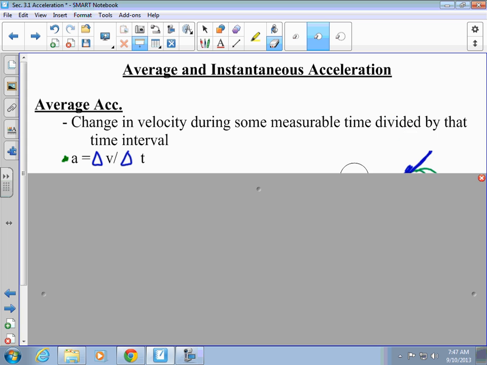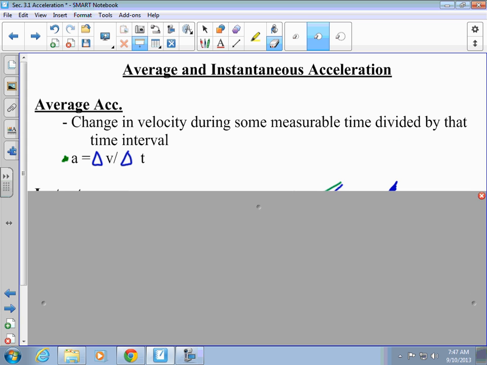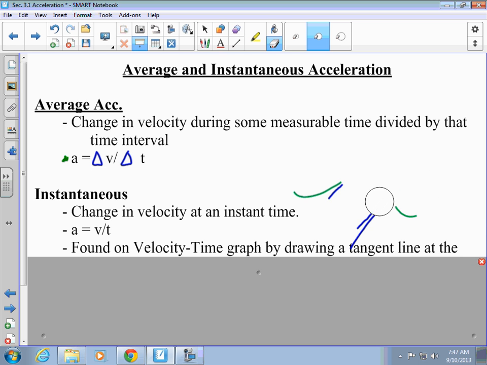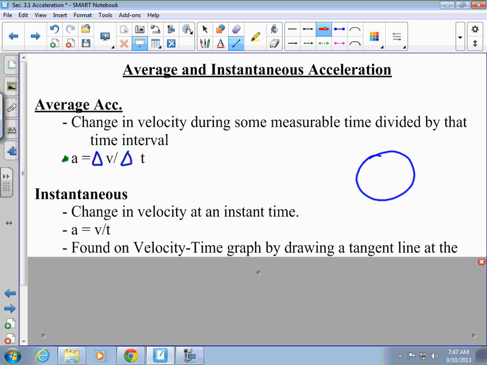So it's pretty much the same equation that we got last time. Now when we're talking about instantaneous, that's one spot on the graph. How would you figure that out? You draw a line that is tangent to the graph. What's a tangent line? It's a line that touches the curve at only one place. If I drew a circle, my tangent line would strike the circle at just one spot. If I wanted to figure out the slope of that red line, that would be figuring out the acceleration.